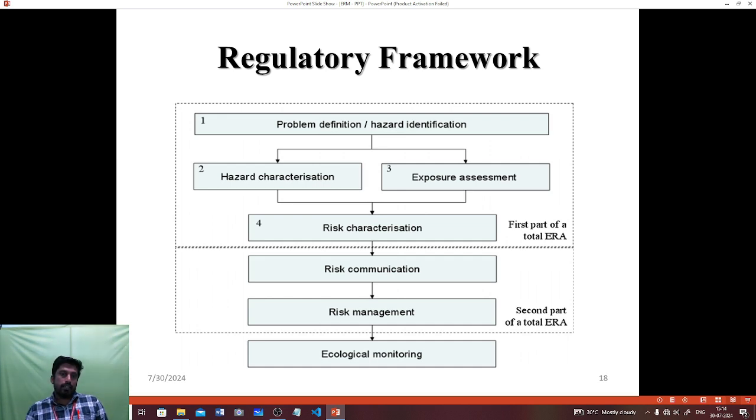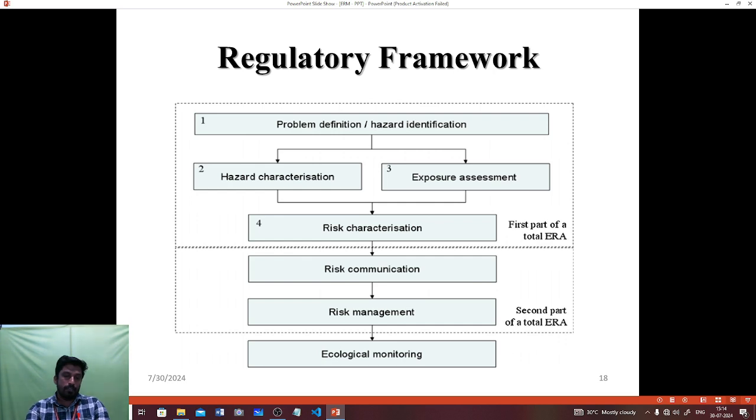The next one is the regulatory framework. It is how we frame the work in our activity, identify and manage risks, and protect the environment. Here are the steps listed for the regulatory framework. First one is problem identification or hazard identification. It is divided into hazard characterization and exposure assessment, interconnecting between problem identification and hazard identification. This leads to the risk characterization.